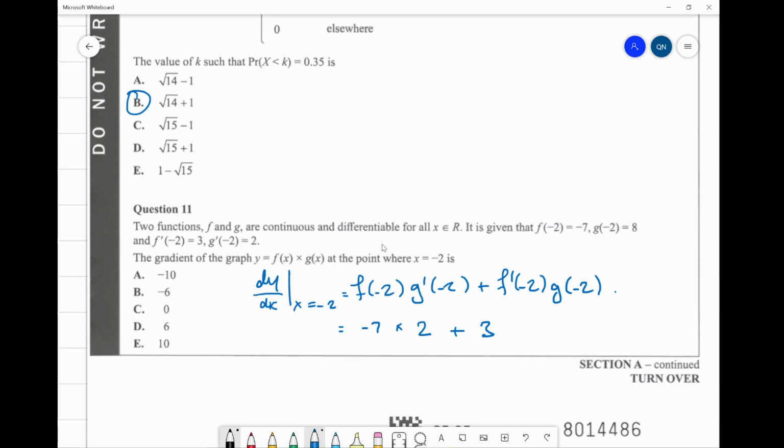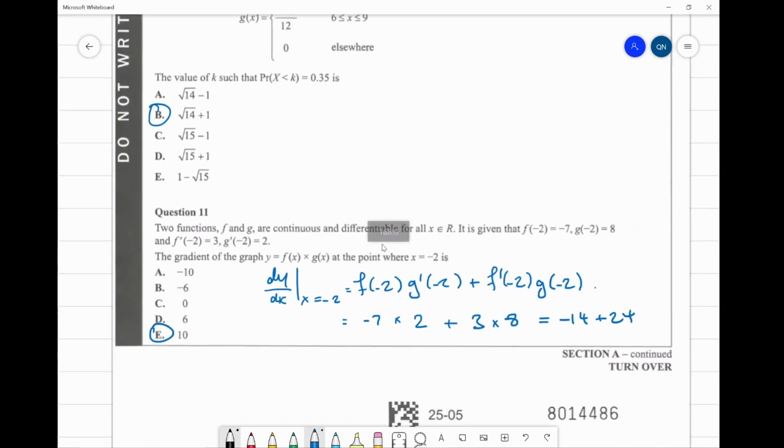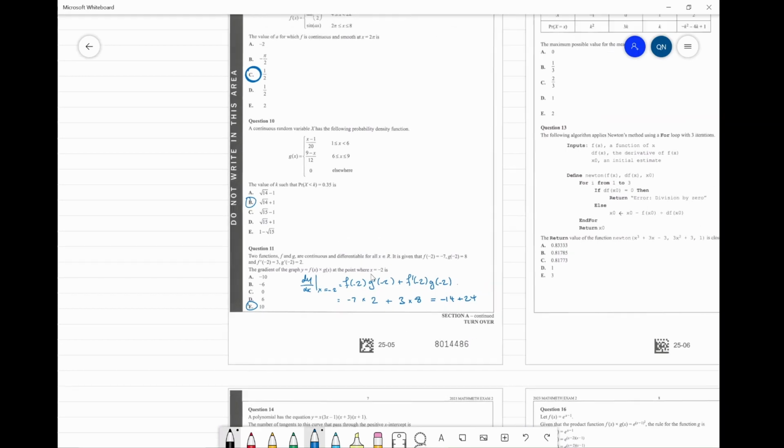G of -2 is going to be 8. Hopefully I got that right. And that's -14 plus 24. So that's going to be 10. Awesome. 9 more questions to go for multiple choice.